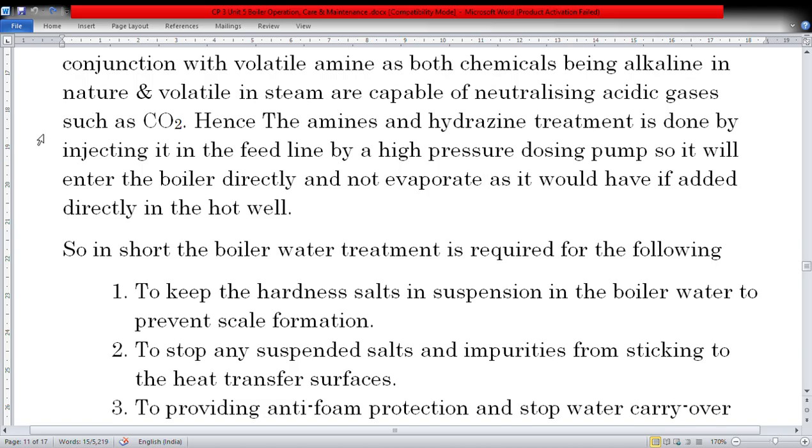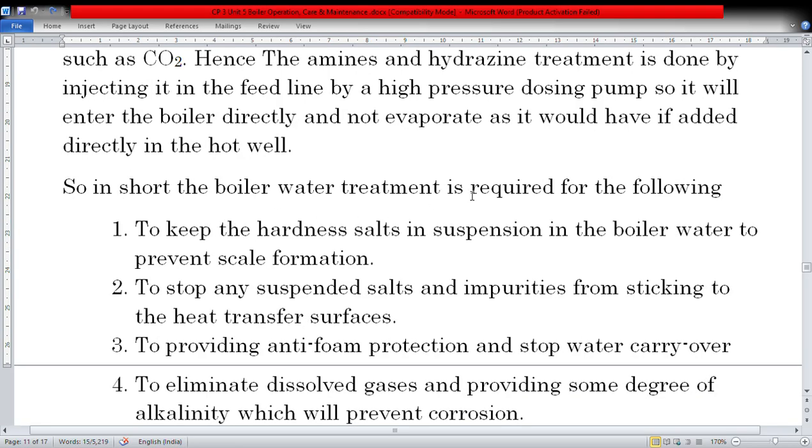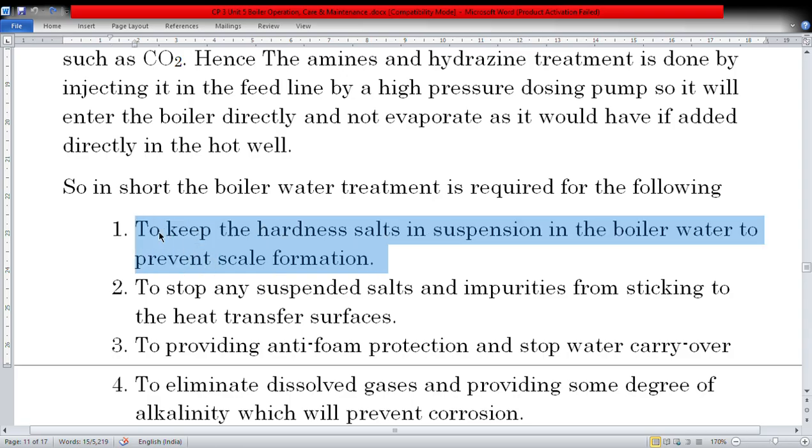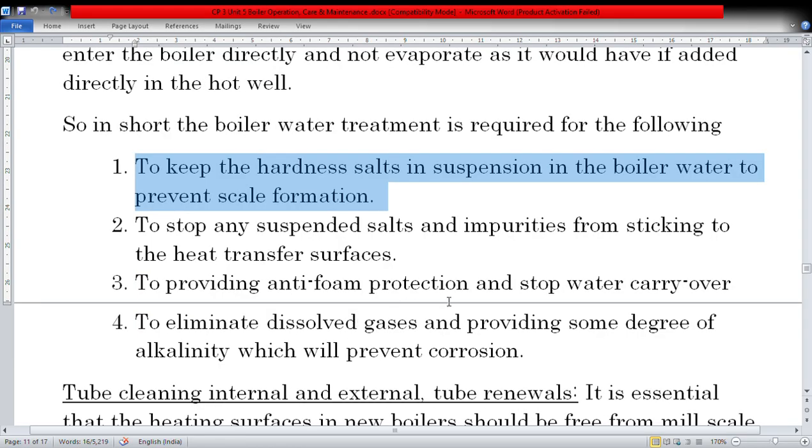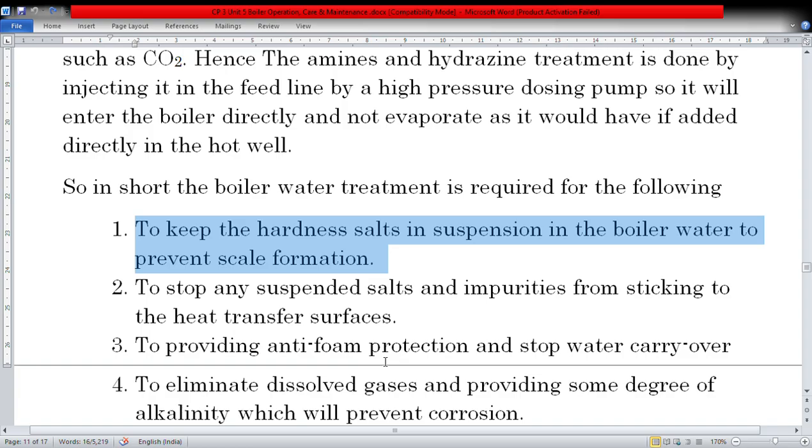So boiler water treatment is required for the following: to keep the hardness salts in suspension in the boiler water to prevent scale formation. So we want to prevent the scale formation. To stop any suspended salts and impurities from sticking to the heat transfer surfaces. To provide anti-foam properties and stop water carryover. To eliminate dissolved gases and provide some degree of alkalinity which will prevent corrosion. So these were the problems of scale and corrosion that we discussed today. It is very important. This was a direct question that was asked by the surveyor.